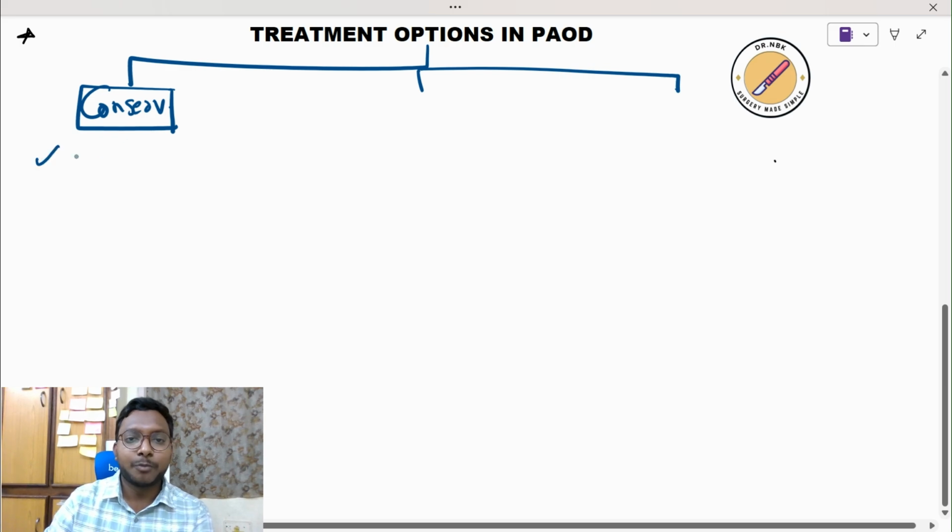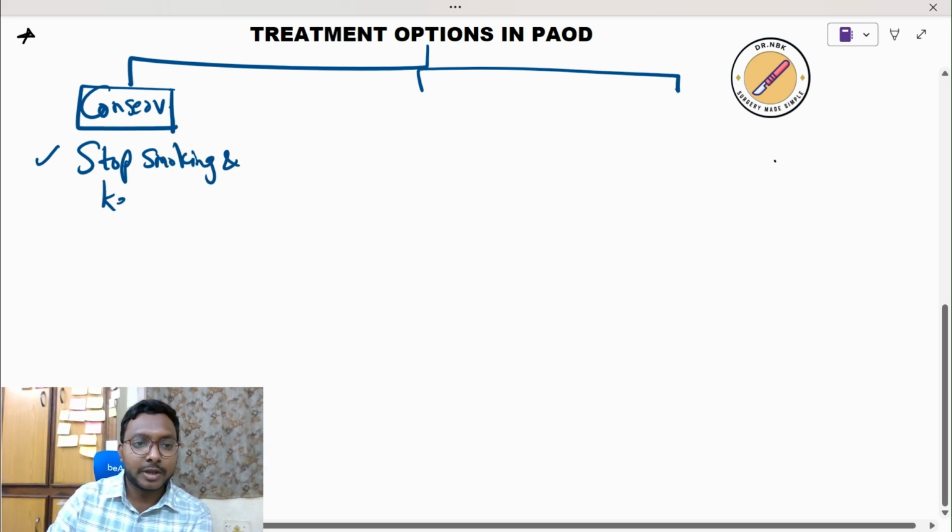So the first one is obviously the main predisposing factor is smoking. So we need to stop smoking and start walking. Stop smoking and keep walking. So exercise. That is one important factor we need to counsel to the patient. And controlling of the comorbidities. Control comorbidities means you have to maintain euglycemia, you have to keep the blood pressure in normal levels, etc.